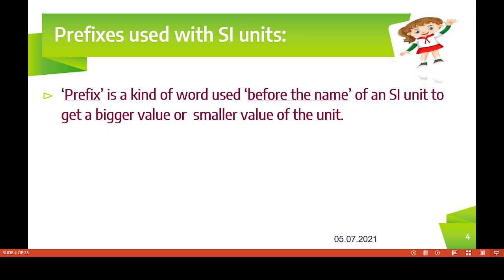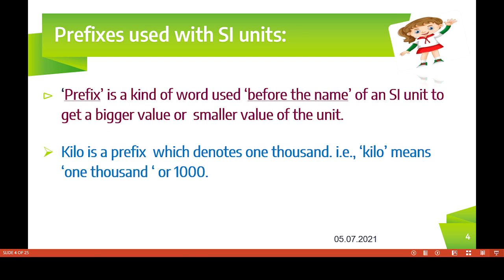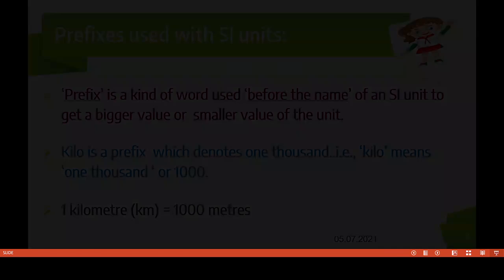A prefix is a kind of word used before the name of an SI unit to get a bigger value or smaller value of the unit. Have you heard the word kilo? Kilo is a prefix which denotes 1000. That is, kilo means 1000. 1 kilometer is equal to 1000 meters.